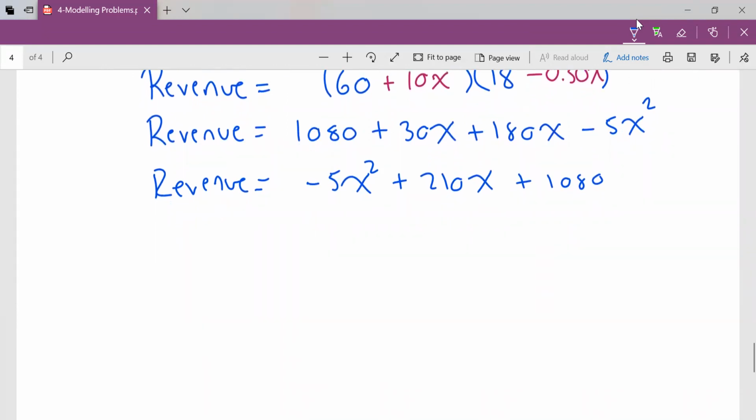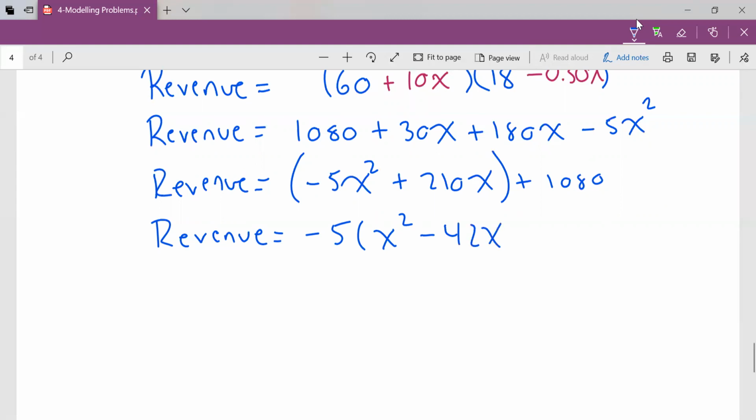Now let's complete the square. So remember, bracket, bracket. I should actually say parenthesis. Parenthesis is what that is. Factor out a negative 5. That's x squared. That sounds like 42, but I don't want to screw it up, so I am going to check. Yes, it is. Negative 42x. Like that. Okay, so now we need to complete the square. So 42 divided by 2 is 21. 21 squared is 441.